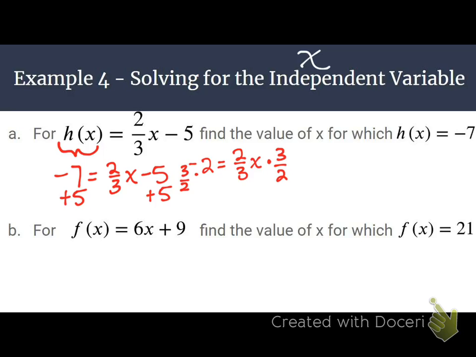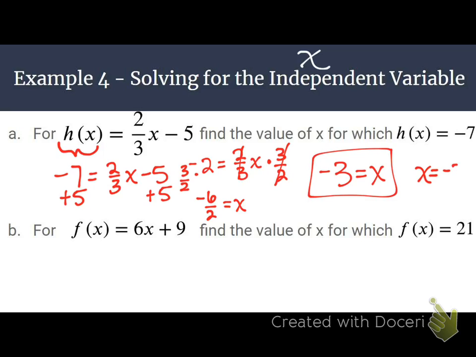My fractions cancel each other out. What is 3 times -2? -6. And then divide that by 2. So this gives me -6/2 equals x, but -6/2 is what? -3. So that's what they wanted us to do. If we're solving for the independent variable, we are solving for x. So it can stay on that side. If you want to rewrite it as x equals -3, that's fine, but it doesn't need to be rewritten that way.